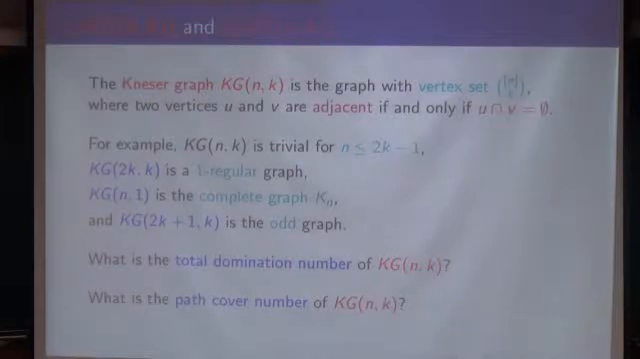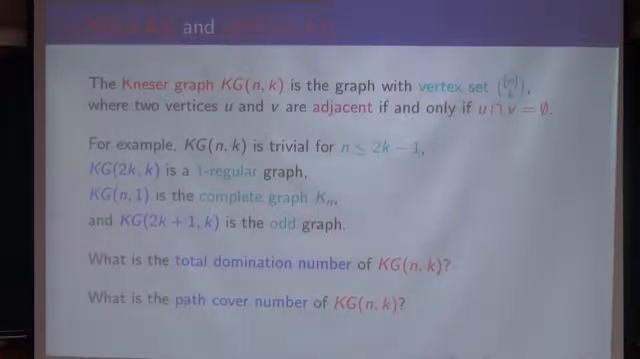How about the path cover number of a Kneser graph? Well, this is also related to the existence of a Hamiltonian cycle in the Kneser graph. Actually, there is a conjecture that all the Kneser graphs are Hamiltonian. Chvátal and Erdős showed that if the connectivity is greater than or equal to the independence number, then it is Hamiltonian. We know that, right?